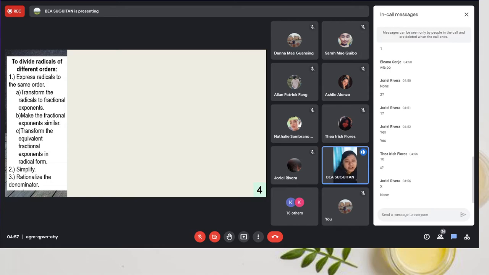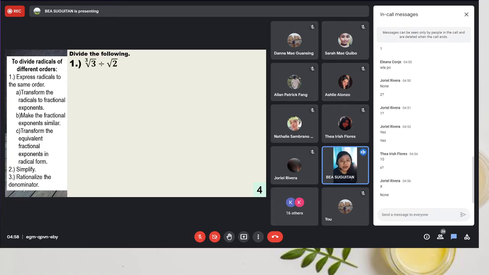Medyo madali-dali siya kasi magkapareho po ang ating indices or ang ating orders. This time, let us divide radical expressions with different indices or different orders. So as you can see on the right side of your screen, those are the steps to follow para makapag-divide tayo. So let us do it.